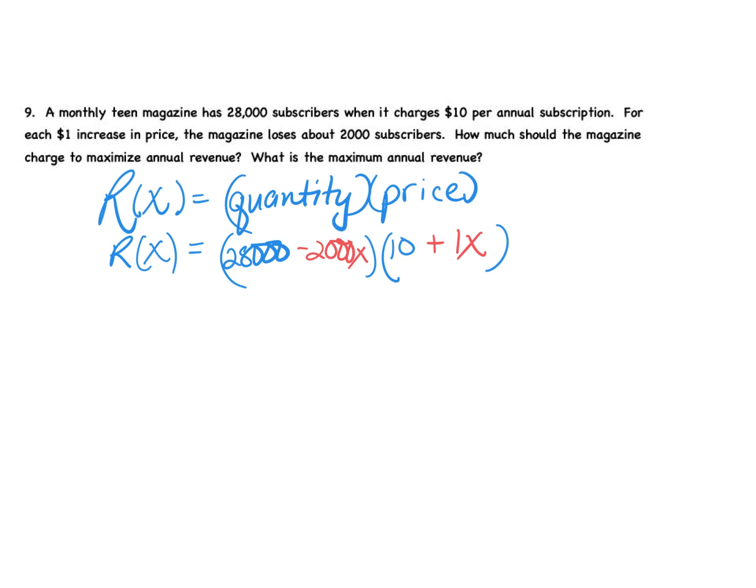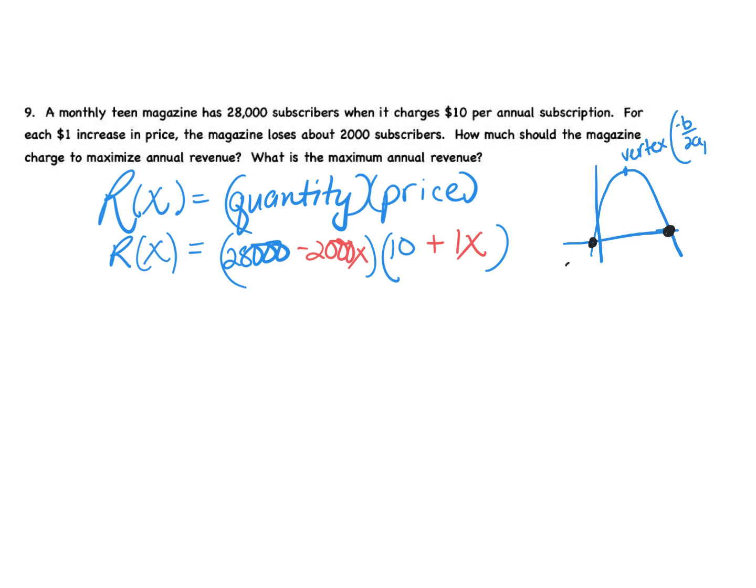So I know my goal is to find the vertex when I'm maximizing revenue. So I'm going to have a parabola that's going to open upside down. I know that with revenue I'd end up having a negative a value. And I want this vertex, so I could certainly put this in standard form and do negative b over 2a. But I see an easier way. Since this is already factored, I could very easily find the value of these two x-intercepts right here.